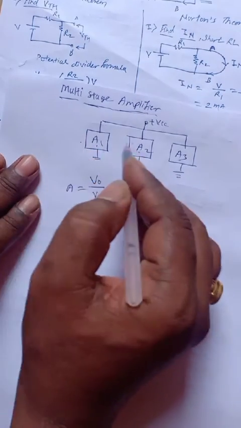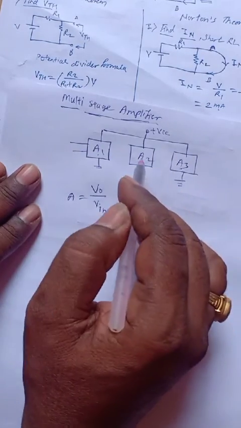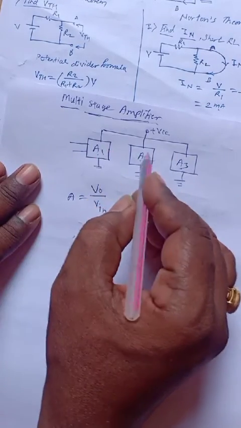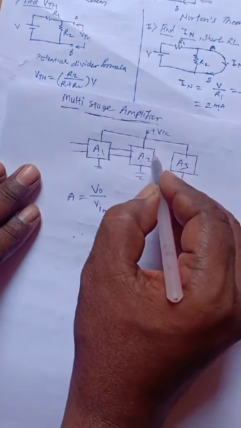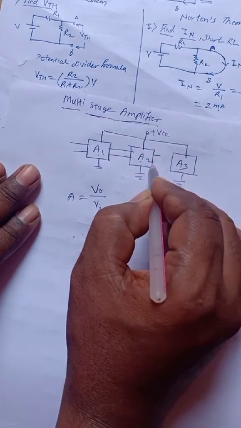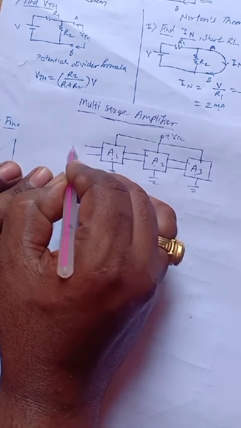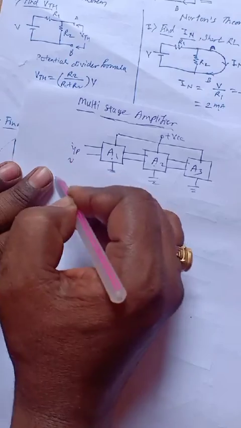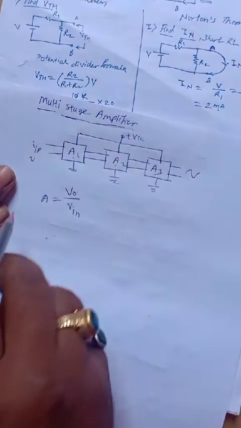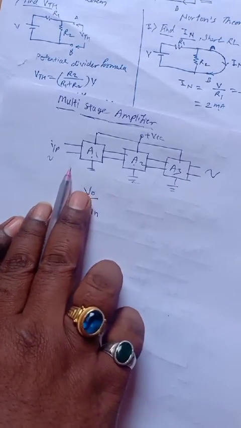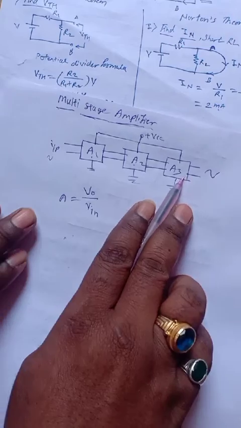If we want more amplification, in that case we use cascading. Cascading means the output of the first amplifier is used as the input of the second amplifier, and the output of the second amplifier is used as the input of the third amplifier. At the first input we apply a weak signal, and we get maximum amplification at the output. So to increase the gain, we cascade A1, A2 and A3.